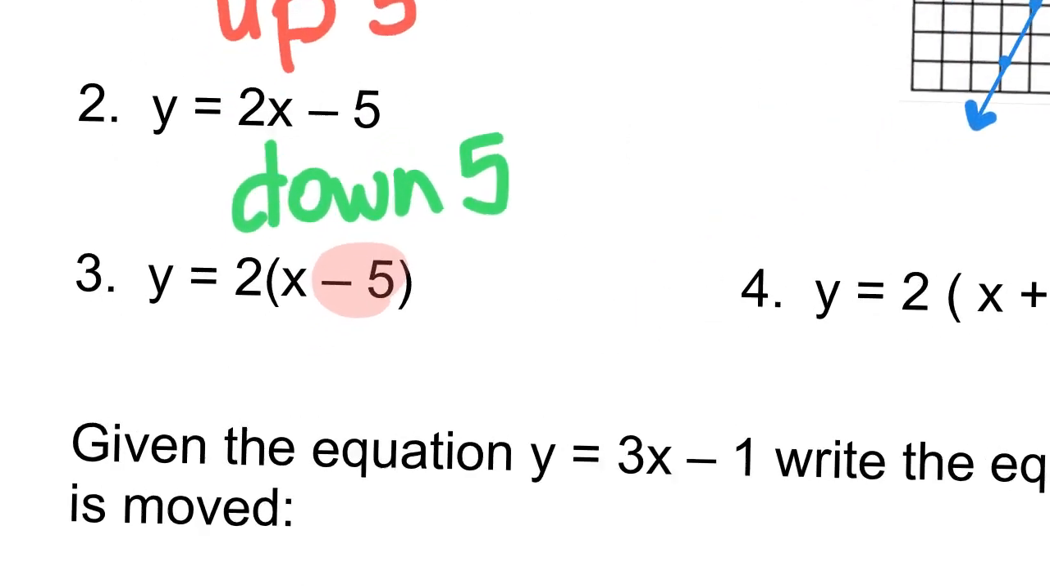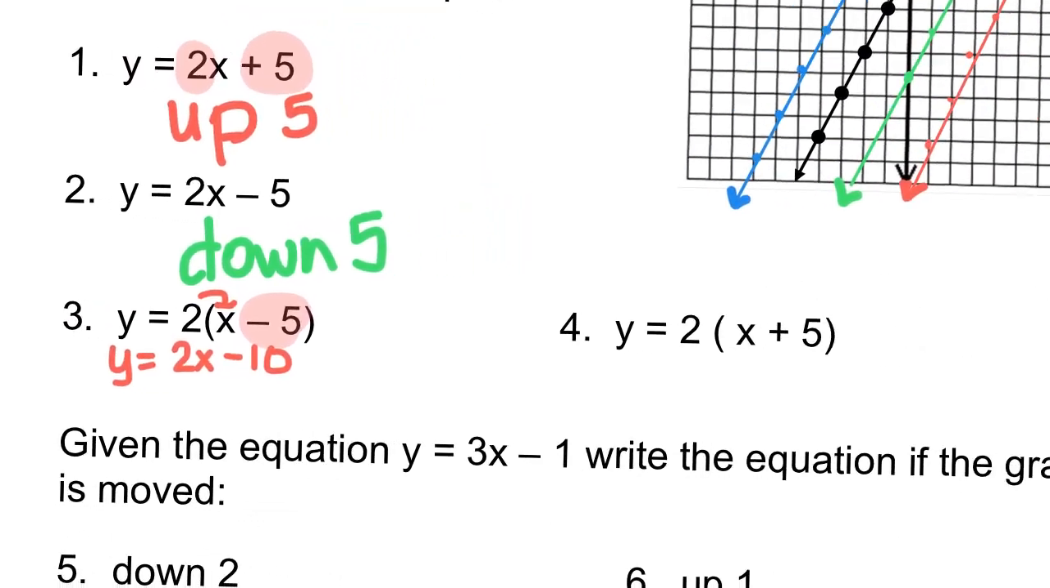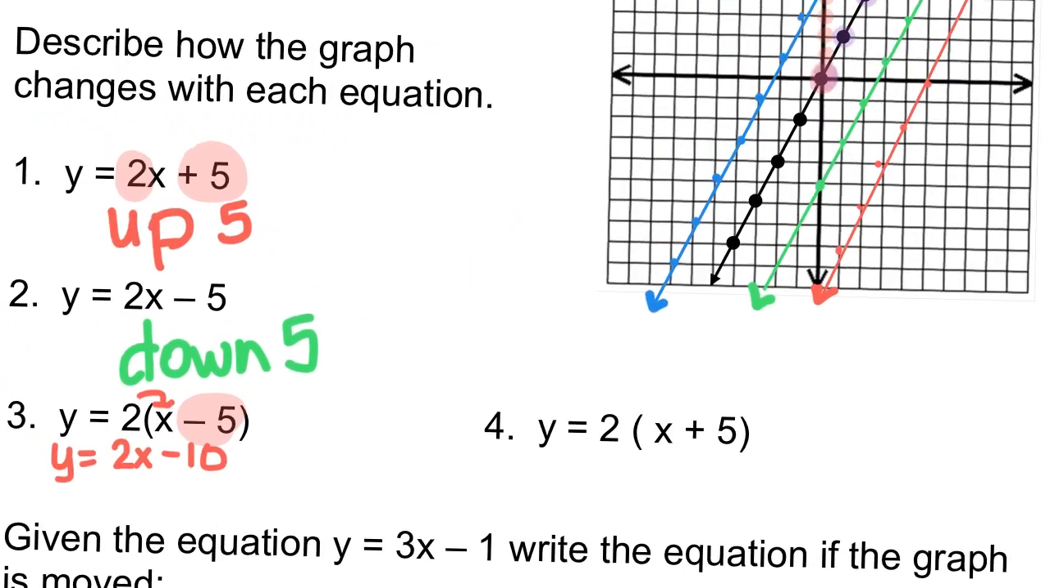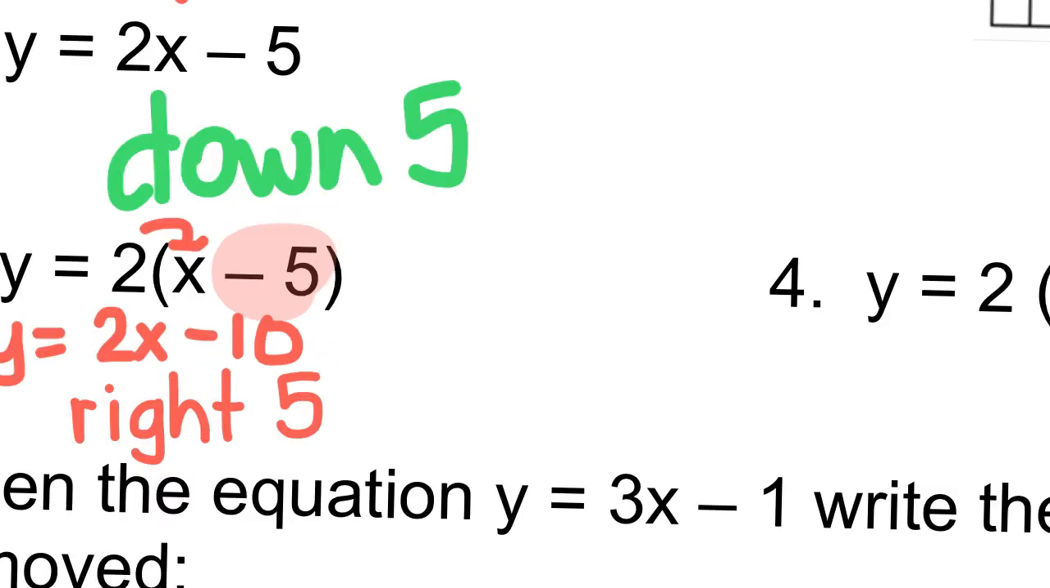Now if you're having trouble getting started on how to graph this, one thing you could do is distribute the 2. So you can see you have a y-intercept of -10 and a slope of 2. So this line is still parallel to our original line, y equals 2x. From the origin, we're always looking at what happened from the origin. From the origin, we shifted right 5. You'll be able to know that you shifted right 5 because of those parentheses.